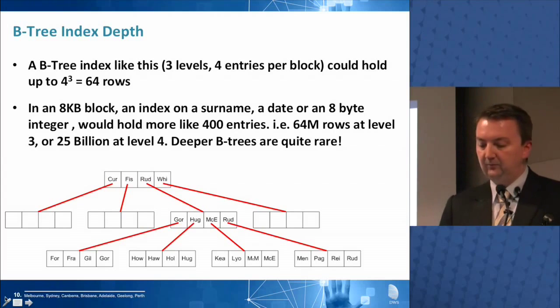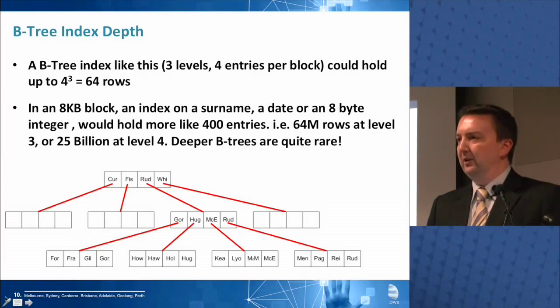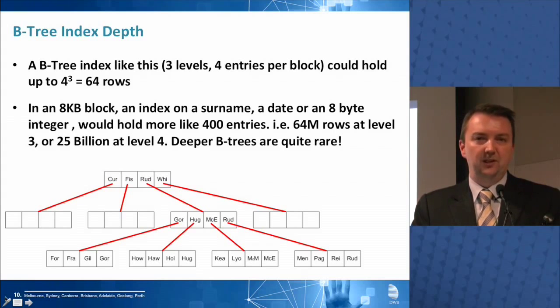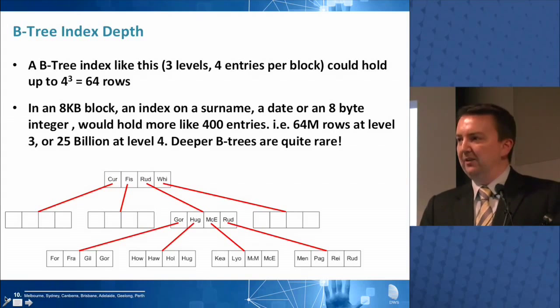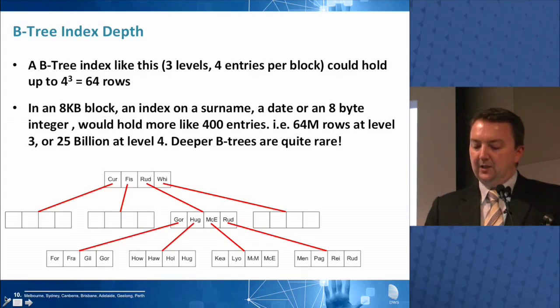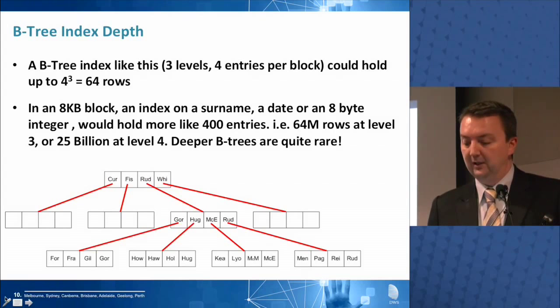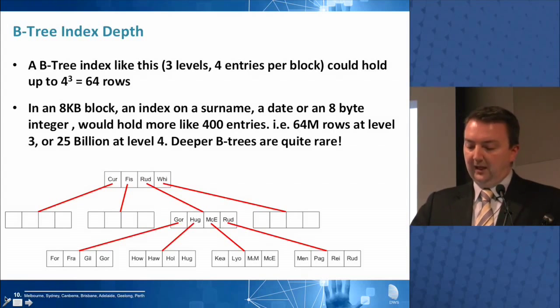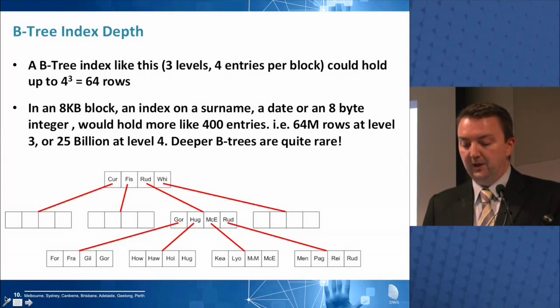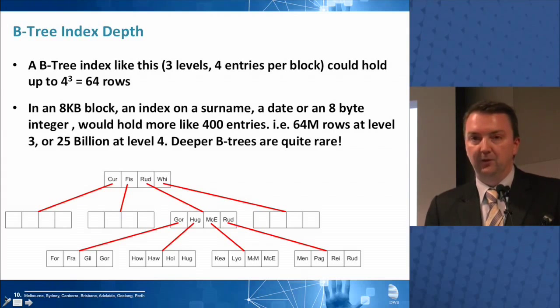Right? If we think about a more practical example in a database, if we used 8K blocks, and we had an index on surnames or a date or an integer that averages out about 8 bytes or thereabouts, each index block would hold perhaps as many as 400 index entries. At level 3, so this is a 3-level index we've got here, we could fit 64 million rows there. At level 4, we could fit 25 billion rows.